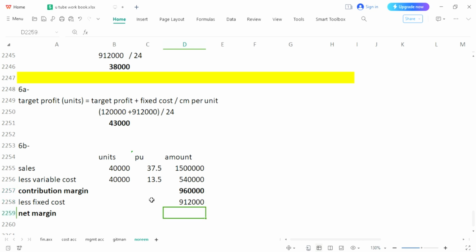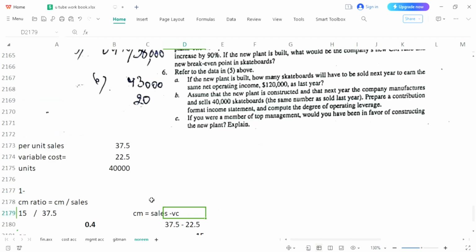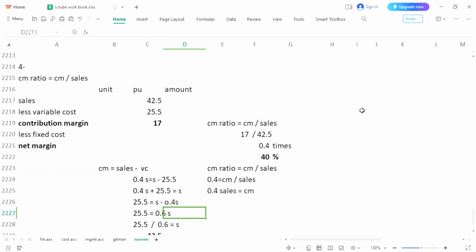Net margin can be calculated by subtracting fixed cost from contribution margin. Contribution margin 9,60,000. Subtract fixed cost, which is 9,12,000. So in this way we have got our new net margin. Go to the question and see what it said: prepare contribution margin format income statement, which we have made. Compute degree of operating leverage.